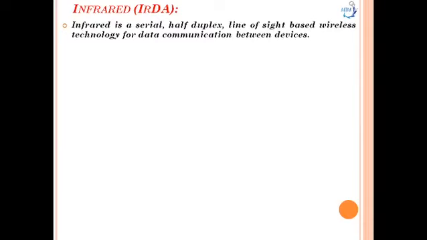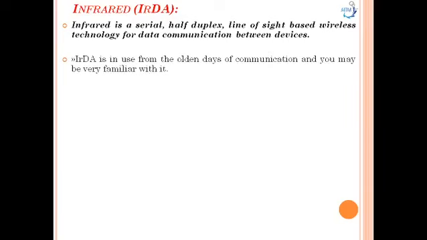Now coming to the infrared. This will act as a communication channel which is used by the embedded system. Infrared is a serial half duplex, line of sight based wireless technology for data communication between devices here. IRDA, that is infrared, has been in use from the olden days of communication, and you may be very familiar with it. So can you tell me where infrared is used?